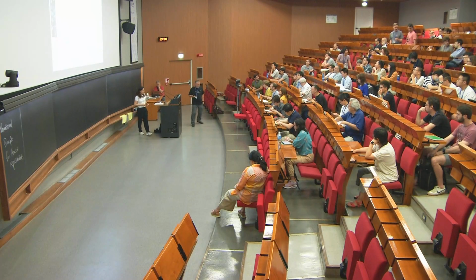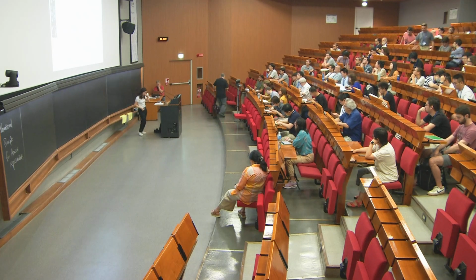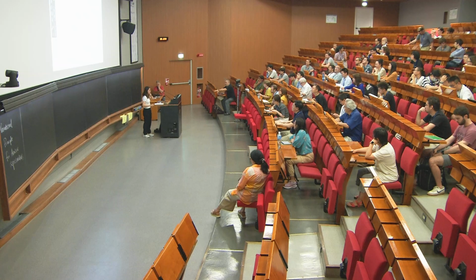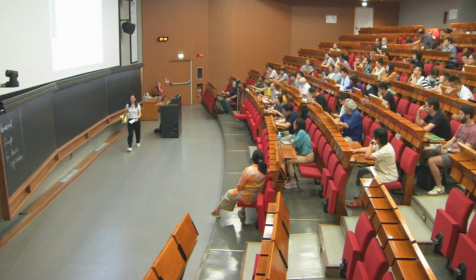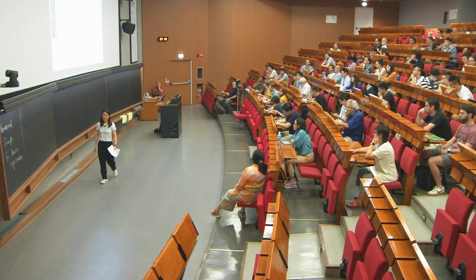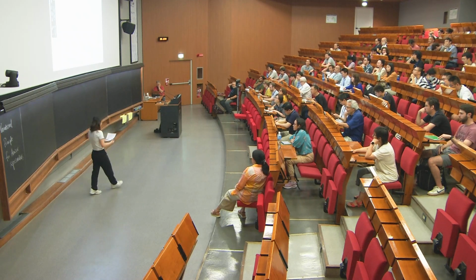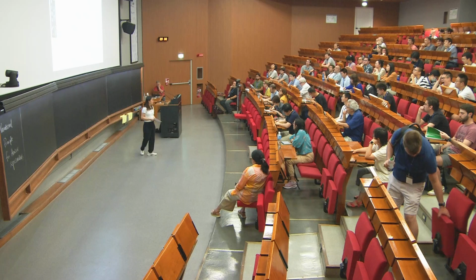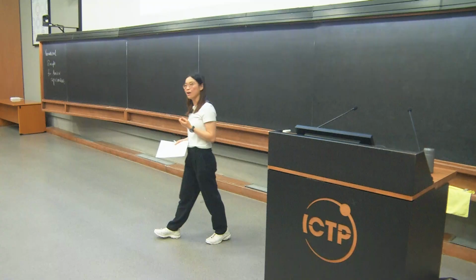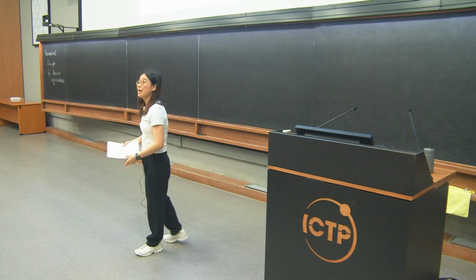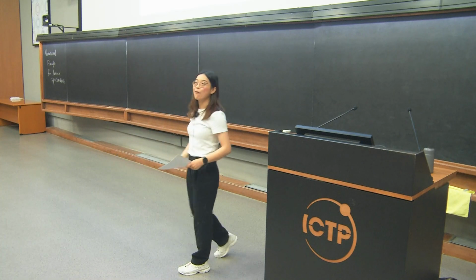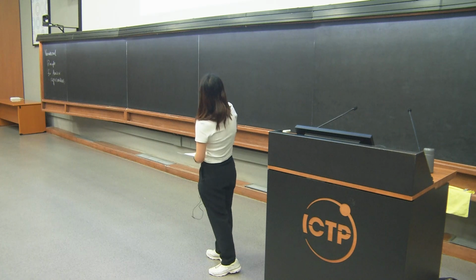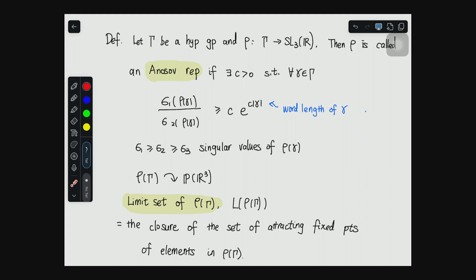Okay, so thank you very much for the introduction. In the fourth lecture, I'm going to talk about the variational principle for Anosov representations. My main goal is to prove the dimension formula for the limit sets of Anosov representations. Let's just recall a few definitions. The first one is Anosov representation.